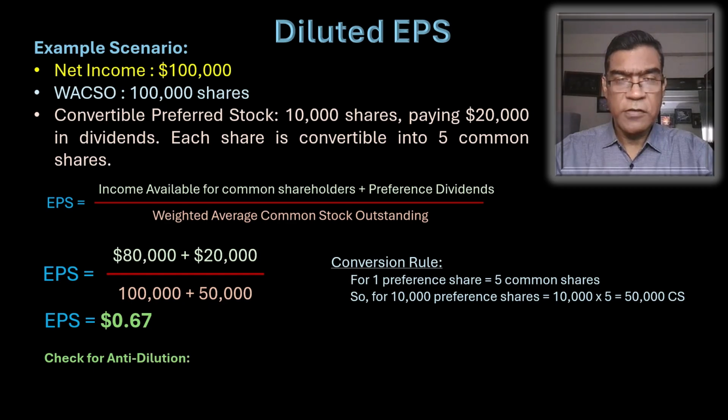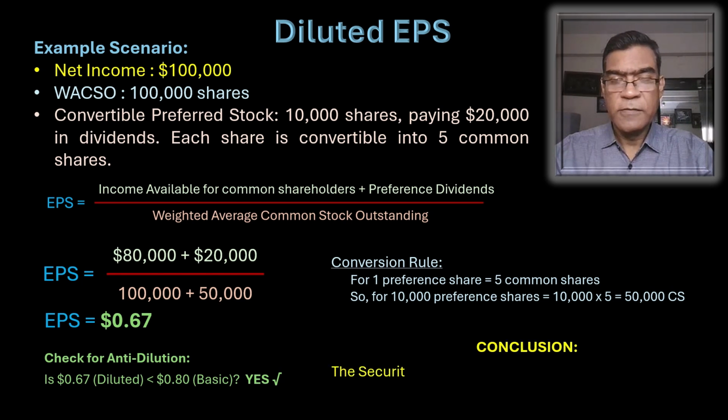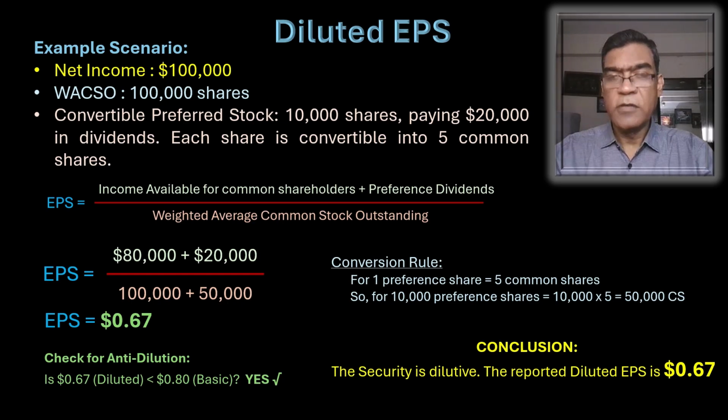Now the check for anti-dilution. Here is a simple question. Is $0.67, I mean diluted, lower than 0.80 basic? The answer is yes. So the conclusion is the security is dilutive. The security means preferred stock is dilutive. The reported diluted EPS is $0.67. Clear?